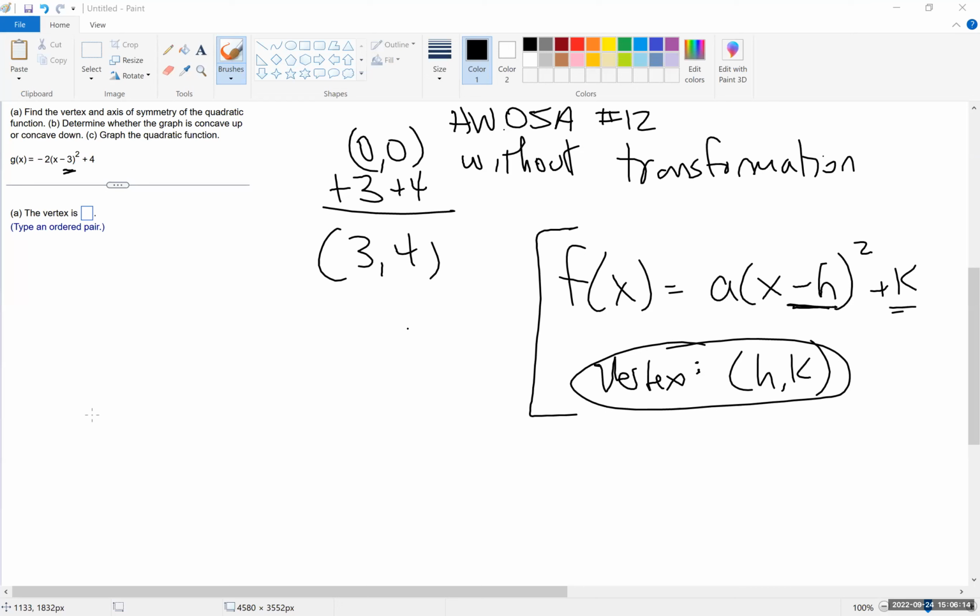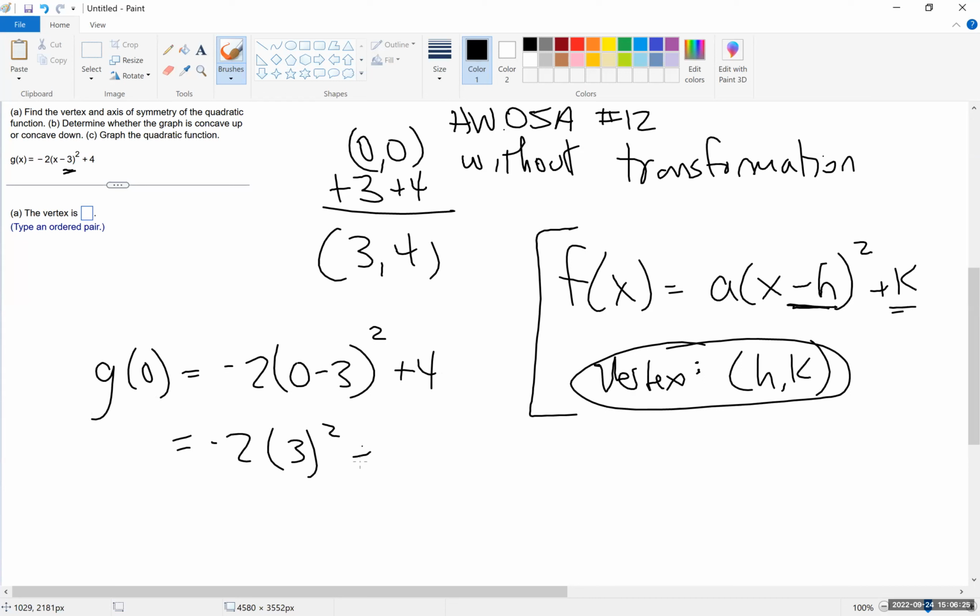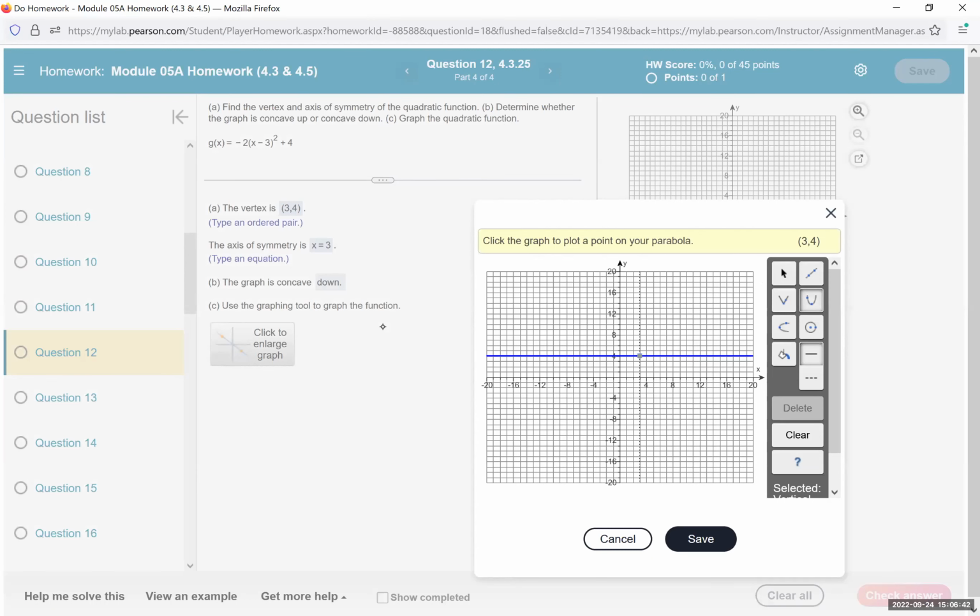So let's try g of 0. What happens when x is 0? We get -2 times 0 minus 3 squared plus 4. See, this might be too big. It's gonna be -2 times 3 squared plus 4. That's gonna be -2 times 9 plus 4. That's -18 plus 4, which is -14. So now we can go back and we can go to 0 and then 14.